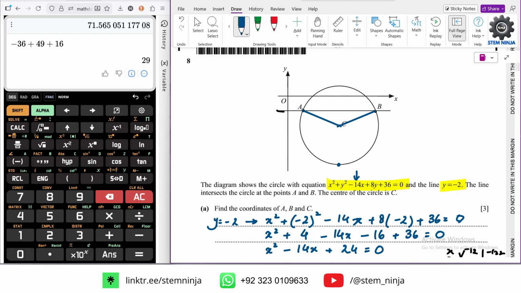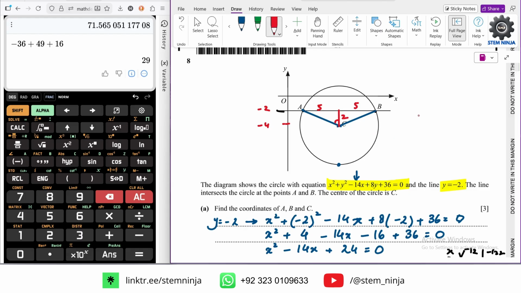Okay, so the distance between A and B is 10, and from this to this, this is minus 2 and this is minus 4, so this distance is just 2, right? So basically we can use the right angle geometry, or right angle trigonometry, sorry. 5 and 2, we can find out the angle.